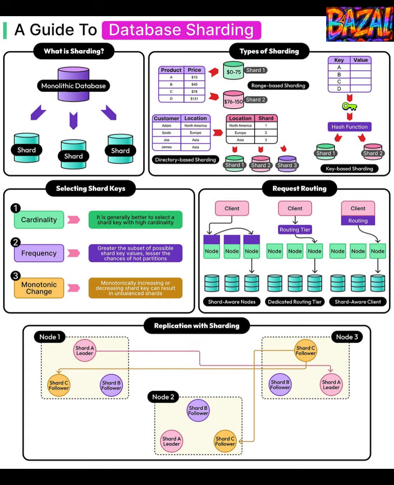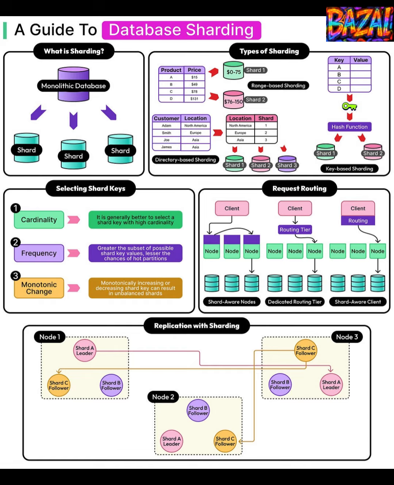At the simplest level, sharding is about survival. When a single monolithic database can no longer handle growing data size, read traffic, or write throughput, vertical scaling stops working. You can't keep adding CPU or memory forever. Sharding solves this by splitting data horizontally across multiple independent databases called shards. Each shard holds only a subset of the total data, but together they represent the complete system. Once data is distributed, reads and writes happen in parallel, throughput scales almost linearly, and failures are isolated instead of taking down the entire system.